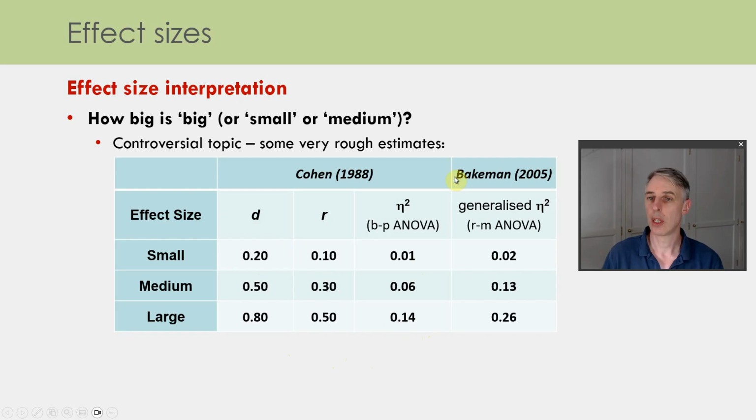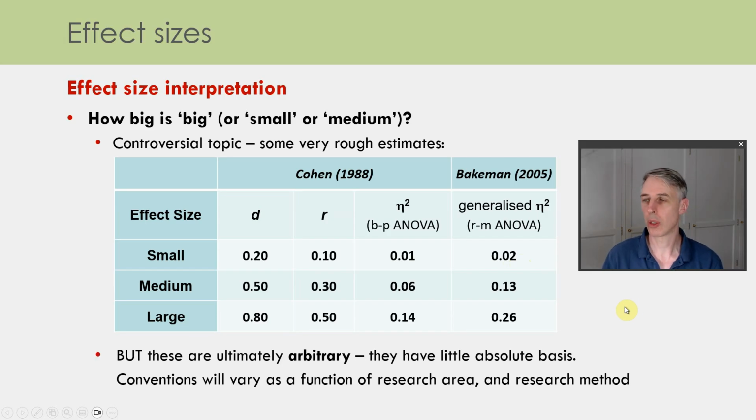A little bit later, Bakeman developed a similar set of guidelines, or suggested cutoff points, for small, medium and large effects for a measure of generalized eta squared used in relation to repeated measures ANOVA. Those are generally a little bit larger than the between participants eta squared that you might see, partly because of the way in which it's calculated: the denominator, because it's a repeated measures design, means that the effect sizes tend to be a lot larger.